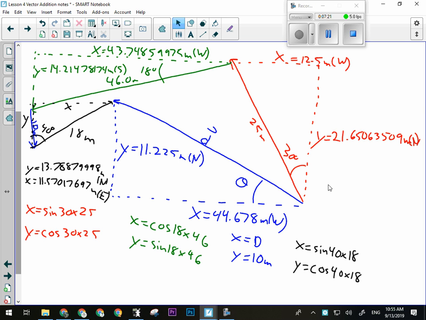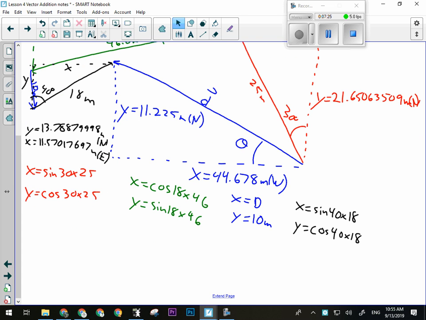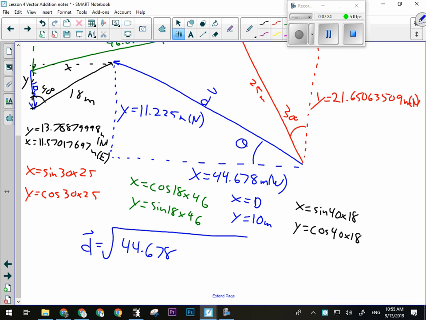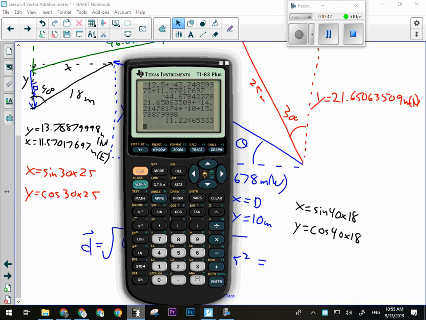Right, find the hypotenuse. Find the magnitude of the displacement here. Find d. All right, so to do that, d will equal the square root of our 44.678 squared plus our 11.225 squared.